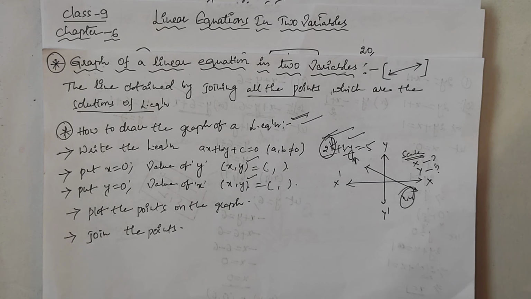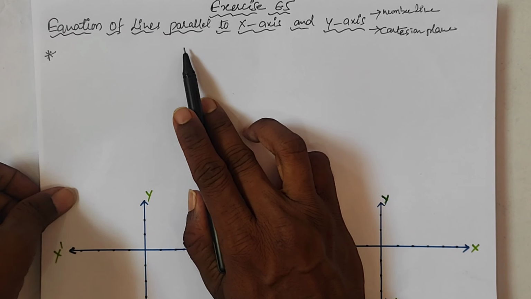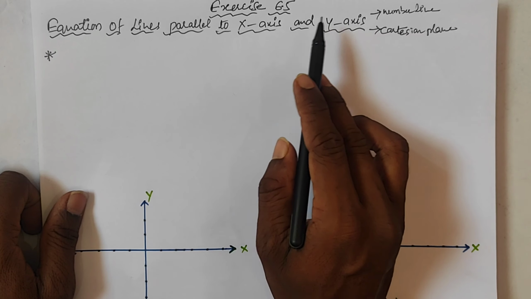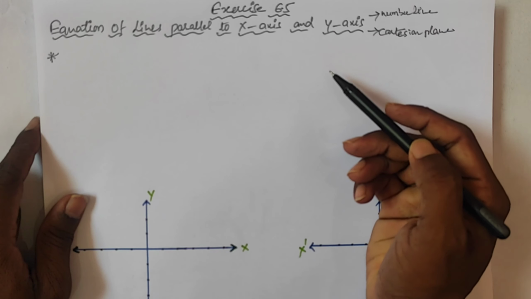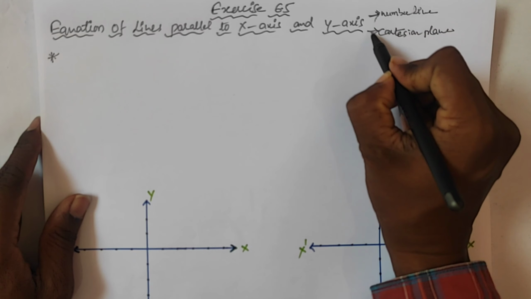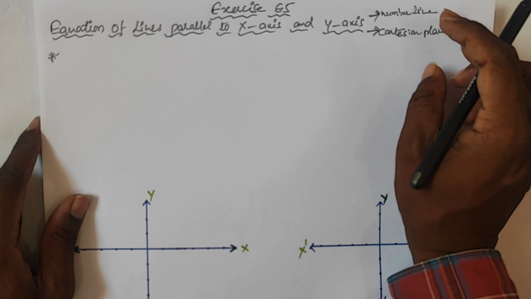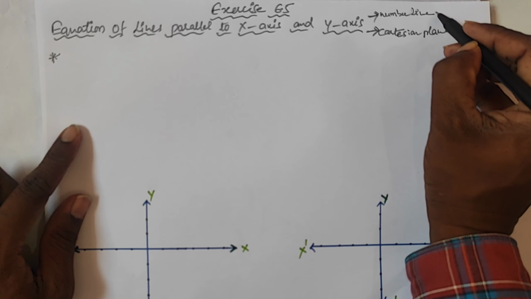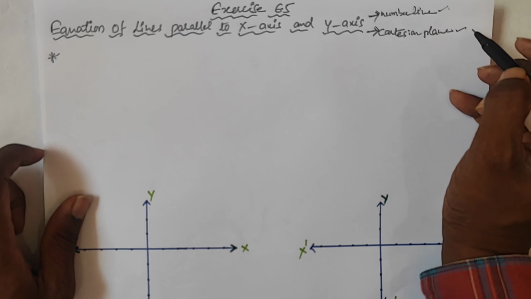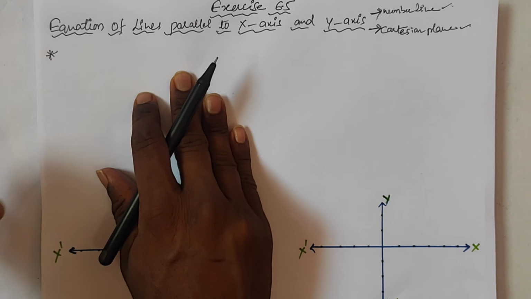Okay, exercise 6.5. Equation of lines parallel to x-axis and y-axis. So actually we are having two types here. First one is the number line method. Second one is the Cartesian plane, nothing but a graph. Given linear equations, we have to represent them on the number line as well as the Cartesian plane. So first we'll see the basic concepts here, then we'll move to the exercise sums.